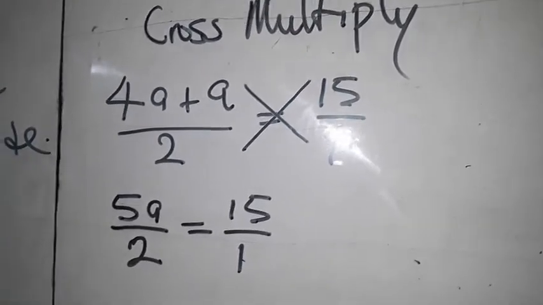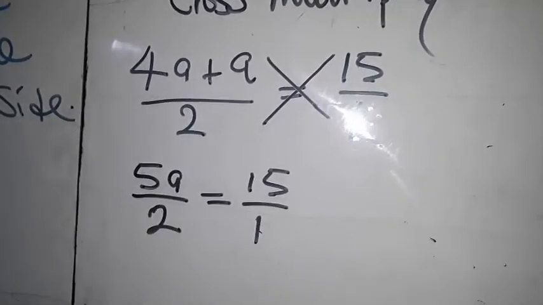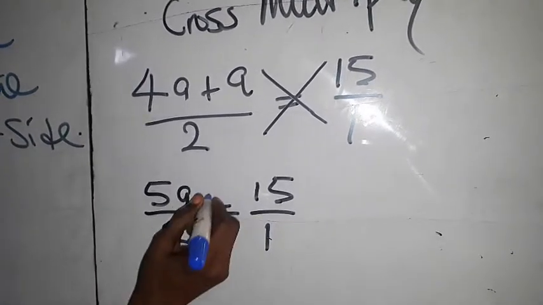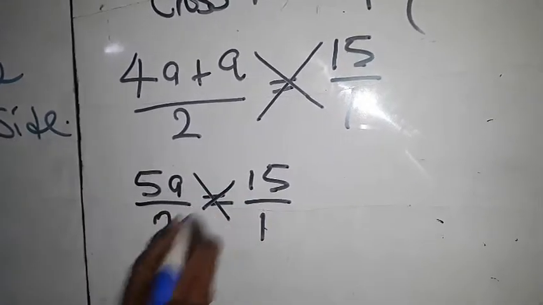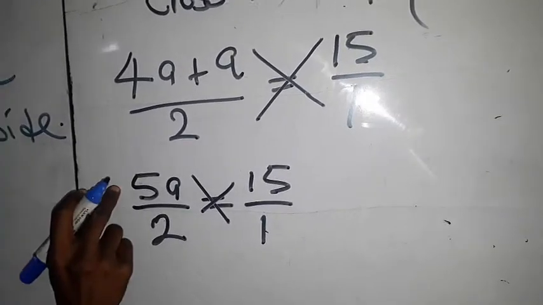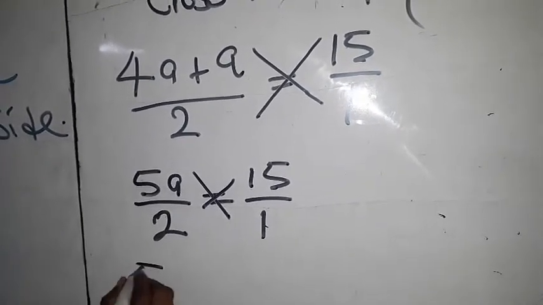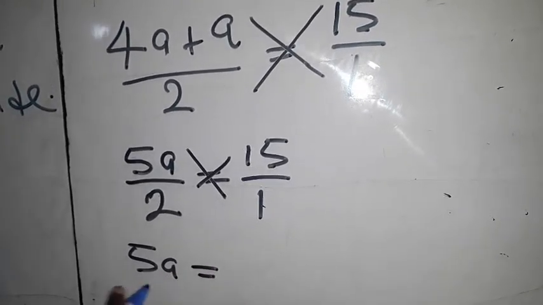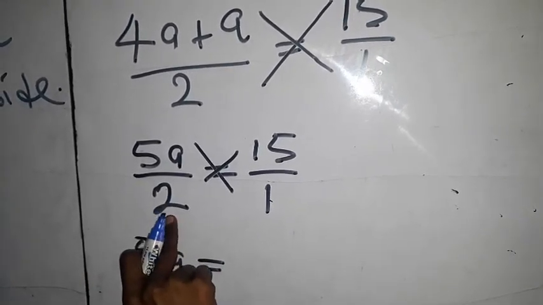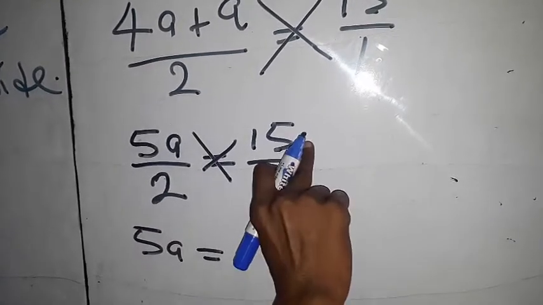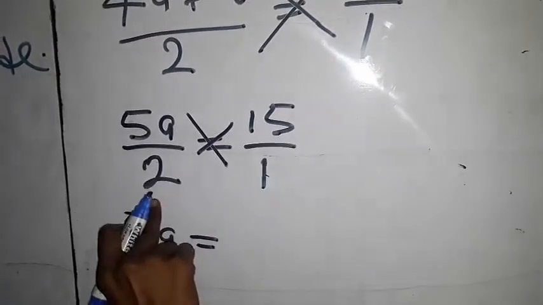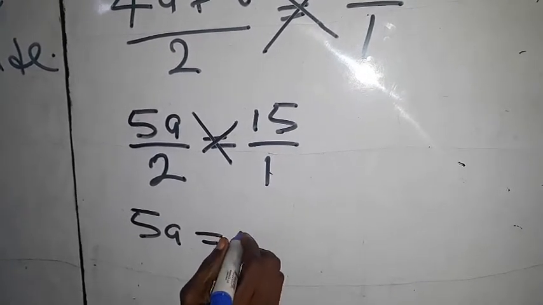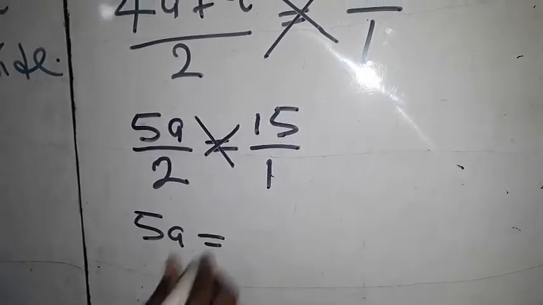So you do your cross multiplication. When you do it very well, you will come to see something. 5a times 1 is going to be 5a, equals 2 times 15. 2 times this is going to give you 30. Don't forget, 2 times that is going to give you 30.